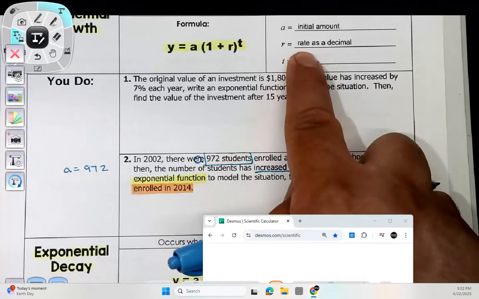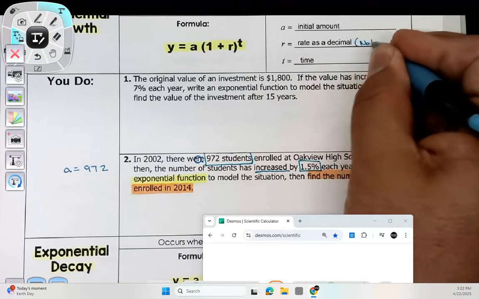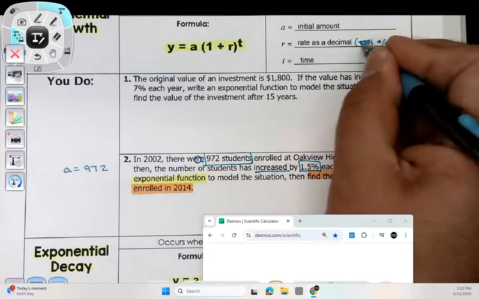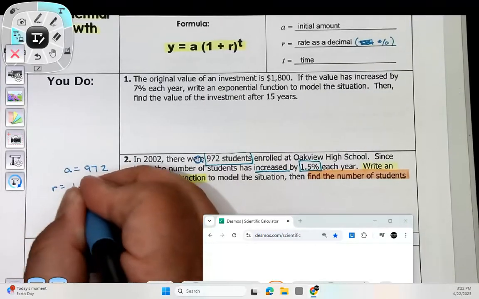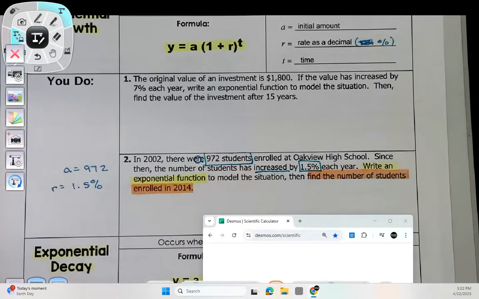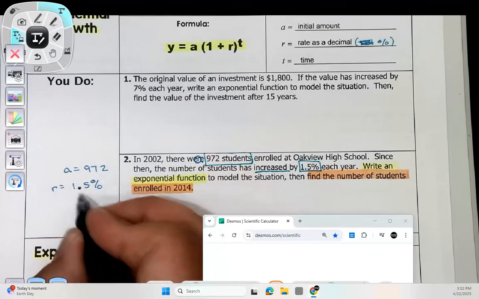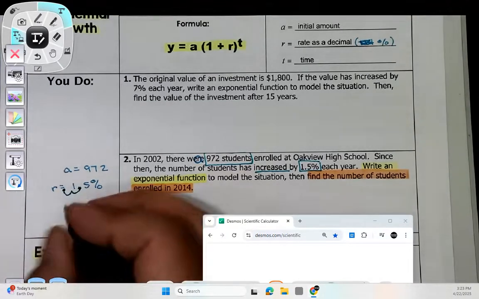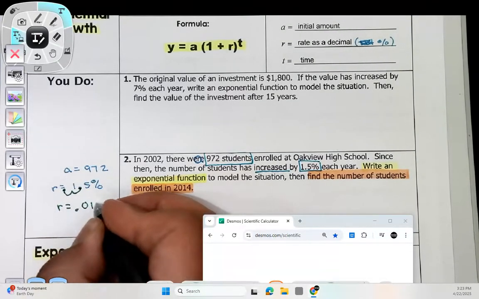Then the number of students has increased by 1.5%. Well, remember, it says R is your rate as a decimal. I would write up here, not a percent. So let's look at the percent. My percent here, my R, is 1.5%. But remember, in math, we don't actually use percentages. I need to use the decimal equivalent, which means a percent symbol has 2 zeros, and that's a great way to remind you that you always move twice over. So that means my R is 0.015.